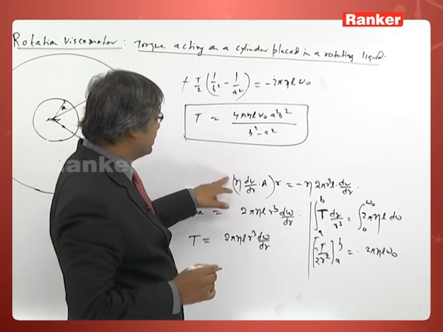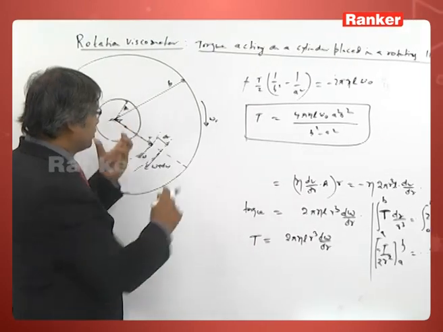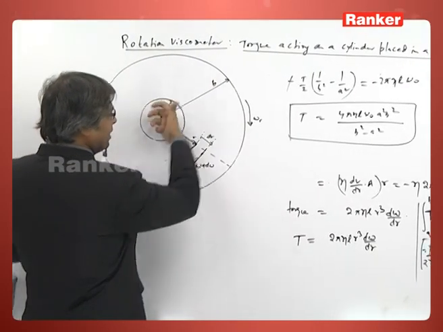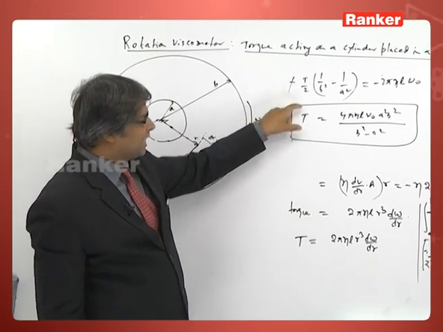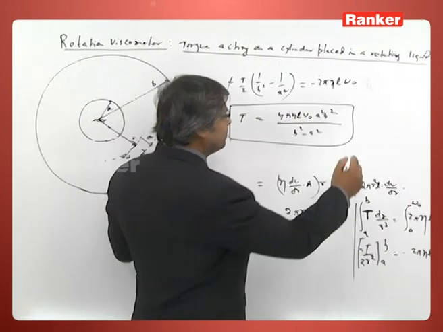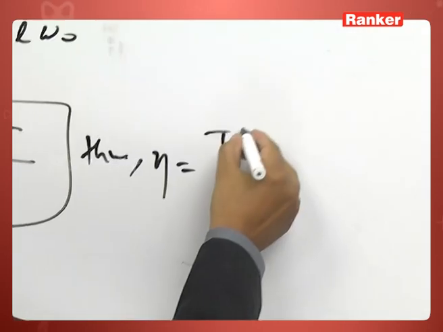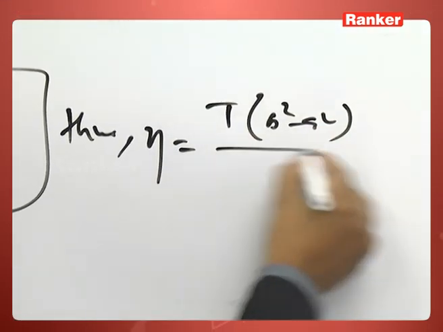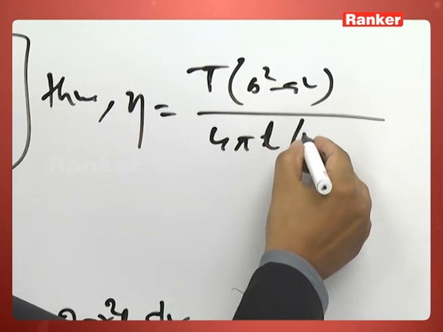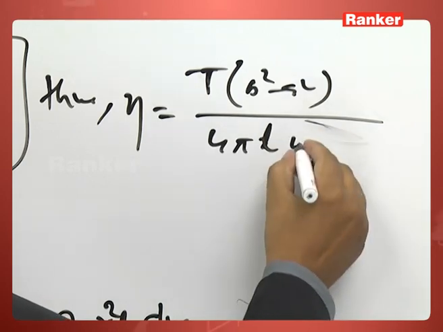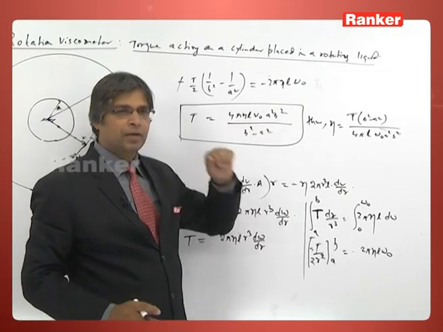We should take care of the negative sign. The torque which this fluid medium will be applying is balanced by the torsion. So, we measure this torque, and thus we can measure eta as this torque times B square minus A square. This is not tension, this is the torque, divided by 4 pi L omega naught A square B square. So, this is how we can calculate eta.